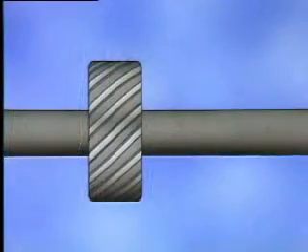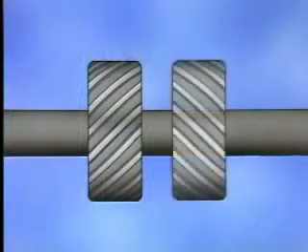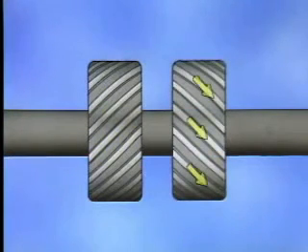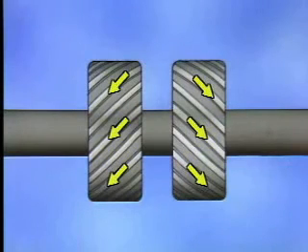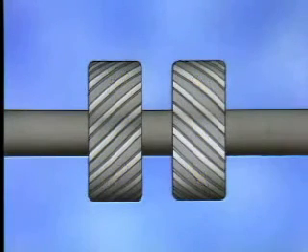Another way to compensate for the thrust is to add a second helical gear to the same shaft. This second gear's teeth are sloped in the opposite direction from the first helical gear, which acts to effectively cancel the thrust developed by the first gear. This arrangement is called a double helical gear.